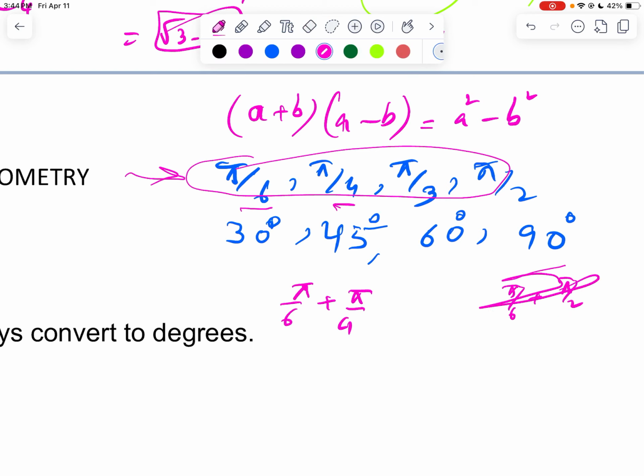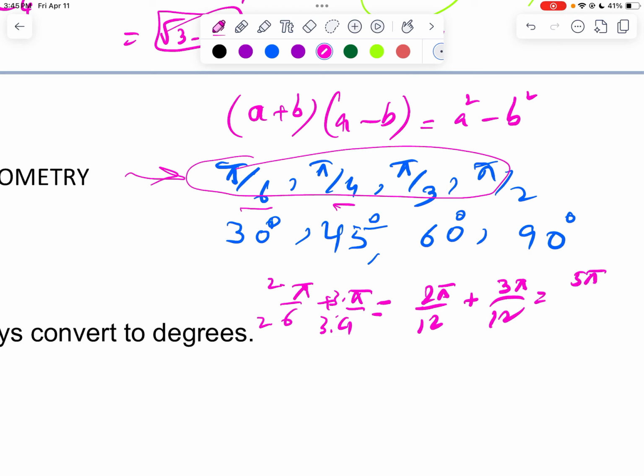Okay, so what do we do now? We try to see what I will get, just keeping it this way. Because it's 12, we need to multiply this by 2. So we get 2 pi over 12 plus, what do I multiply this with? 3. So 3 up here, 3 down here. So we get plus 3 pi over 12. And when we add, we end up getting 5 pi over 12. So that's it. That's how we do it.